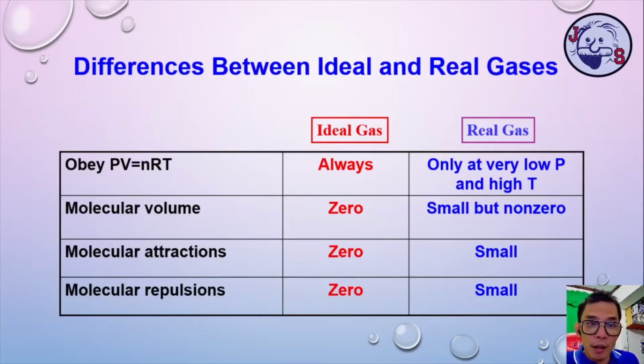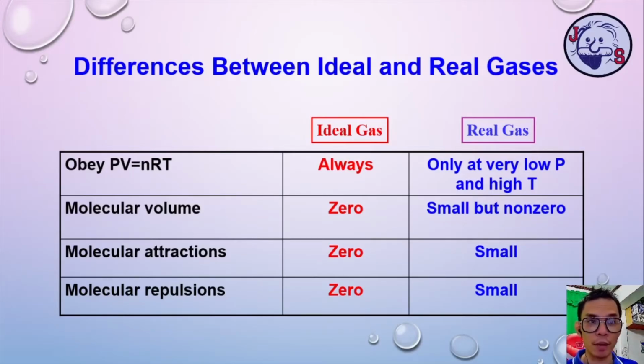Alright, so that is what this part is all about. We will try to find out what are the differences between ideal gas and real gases. First things first, does the real gas follow PV equals nRT?